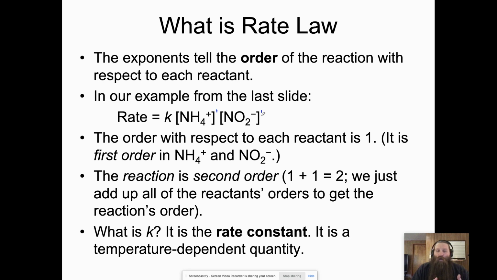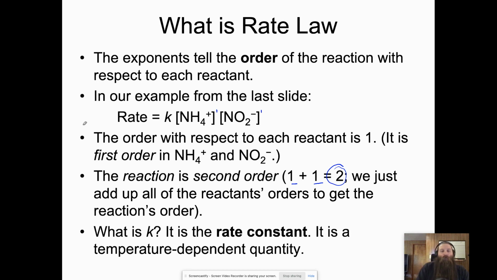And so the order with respect to each reactant is 1. It's a first order reaction with respect to ammonium or nitrite. That's how you would say that as an answer to a question. The reaction is a second order reaction. And I know that because I take my 2 exponents and I add them up, right? 1 and 1 makes 2. And k, remember, is our rate constant. It's going to be a temperature dependent quantity. And we'll talk more about k as we move on.